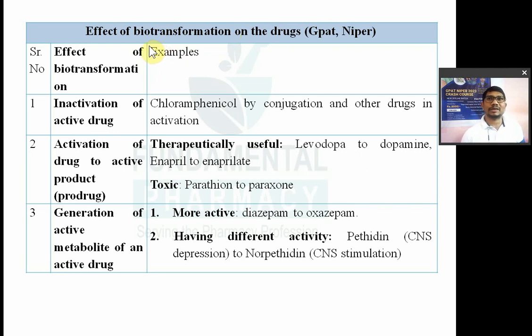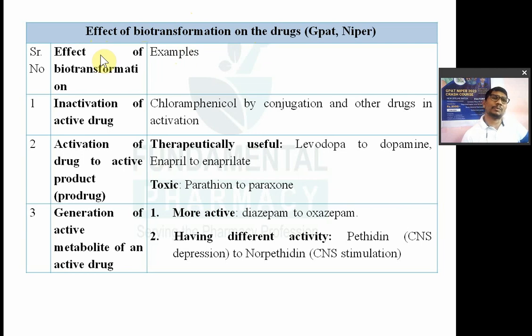After liver, kidney is there, then lungs are there, then GIT are there. Drugs are metabolized in various body organs like your liver, lungs, kidney, then GIT, then skin. Okay, so different organs have different capacity to metabolize the drug. But remember, liver has the highest capacity to metabolize the drug.